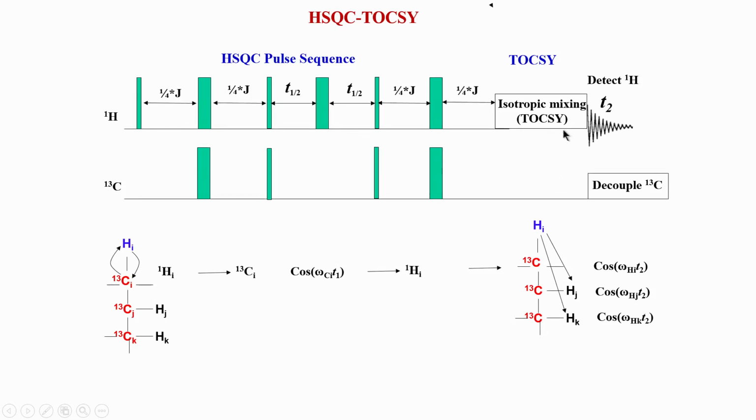Now, if I apply a mixing like this for some duration, if you recollect, the duration for this should be around 60 to 80 milliseconds long. During this period the magnetization from that I proton is transferred to every other proton in the spin system. We have to remember that the magnetization goes within the spin system only, it does not go out of the spin system. The transfer of magnetization from one proton to the remaining protons takes place only within a given network of coupled spins.